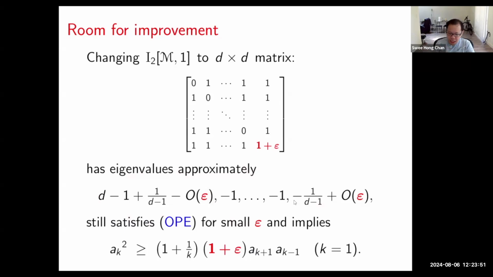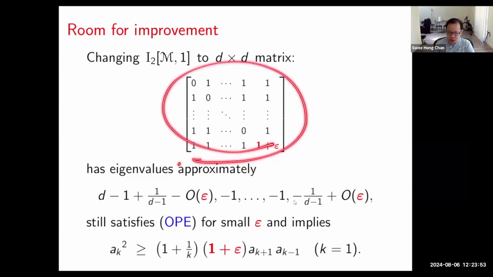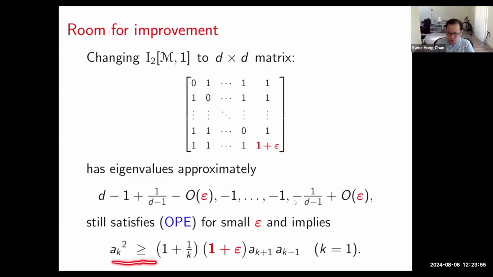But by changing your matrix to this definition, you see that you improve your log-concave inequality from the previous one with 1 plus 1 over k to the one with extra 1 plus epsilon. This is the room for improvement that we can use to go from Mason 2 to Mason 3. Okay. Any questions so far about the idea that this is where we can get a better proof?